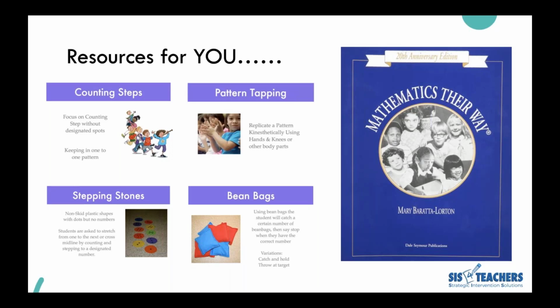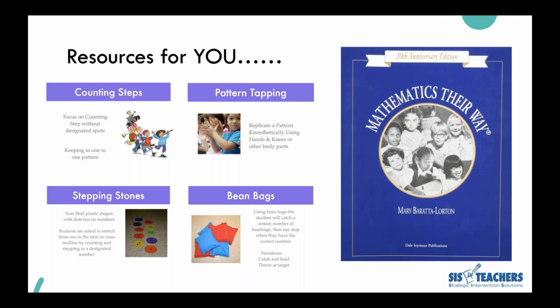There's lots of different things you can do, like having kids count their steps, quick, fast, fun things. Maybe pattern tapping, where they are using patterns kinesthetically with their hands and their knees or other body part. They have to replicate it. Maybe they're taking bean bags and throwing them into a target or catching and holding them, and you're telling them to stop once they get to a certain number. Those poly spots have all different kinds of activities that you can do, even from adding, subtracting, missing addends, lots of things that you could do with kids.